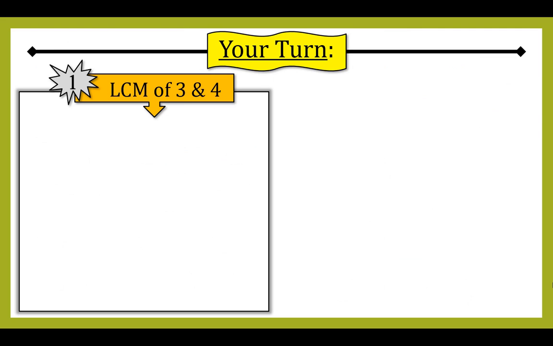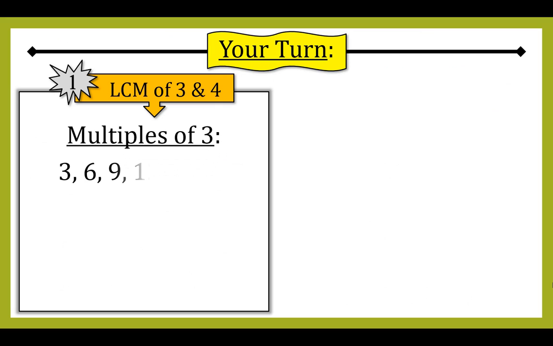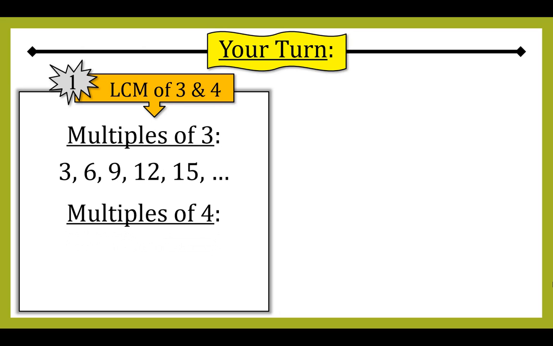Okay, so now we're going to do your turn, and you can pause the video and then hit play once you complete this problem so that you can compare your answer. Okay, so we are going to find the least common multiple of 3 and 4. So I'm going to first write the multiples of 3. I have 3, 6, 9, 12, 15, and it keeps going. And the multiples of 4 are 4, 8, 12, 16, 20, and again, it keeps going.